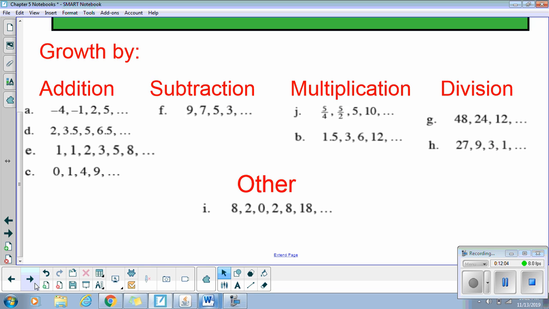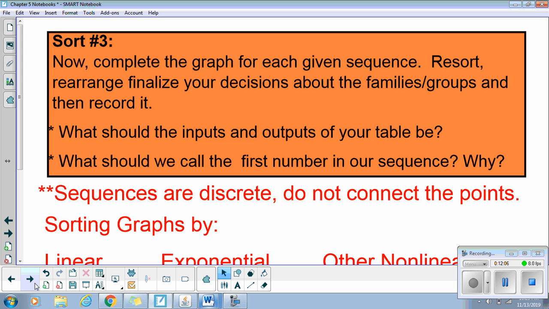Okay, so we have one more sort, and it's sort number 3. So now I want you guys to complete the graph for each of the given sequences, resort them based on the graph, and then finalize your decisions and write them in your math notebooks. So divide and conquer again. Everyone should just be graphing the ordered pairs from the table. So just a reminder, it said sequences are discrete, so we do not connect the points on these graphs.